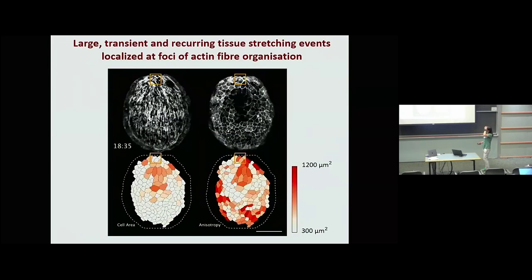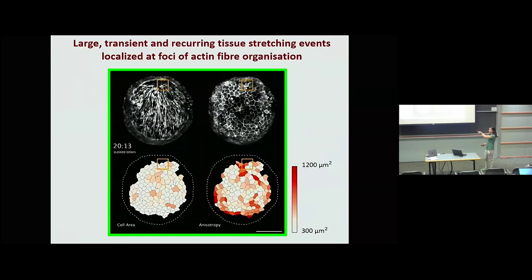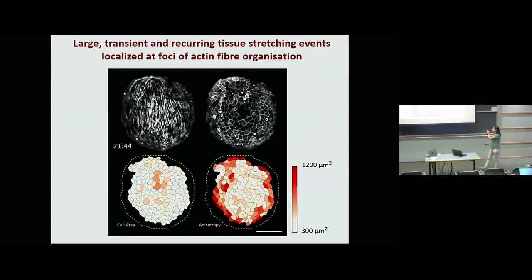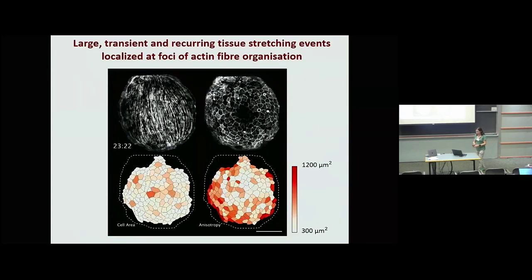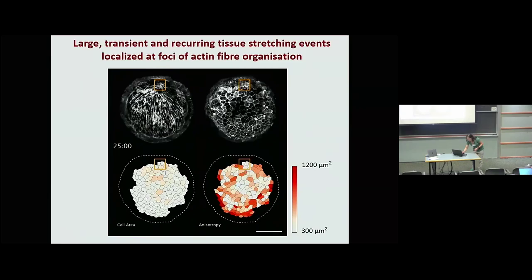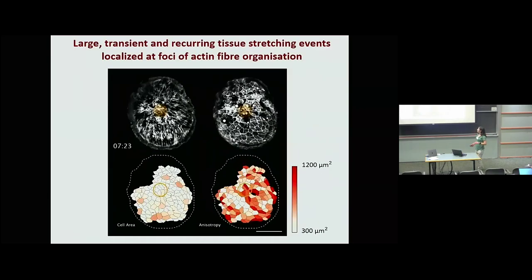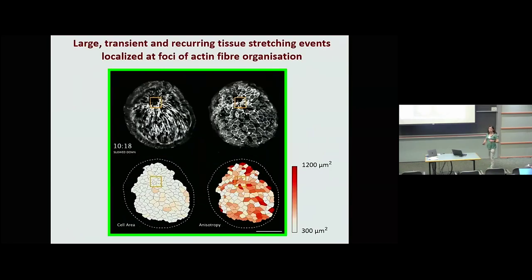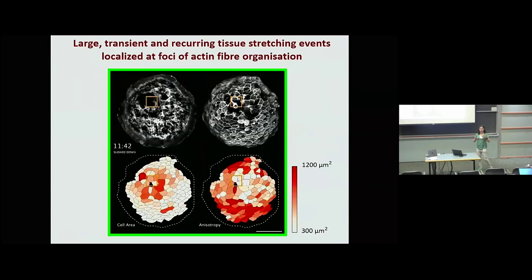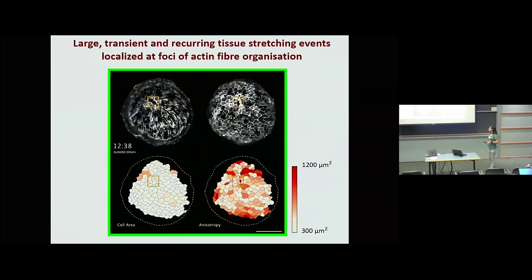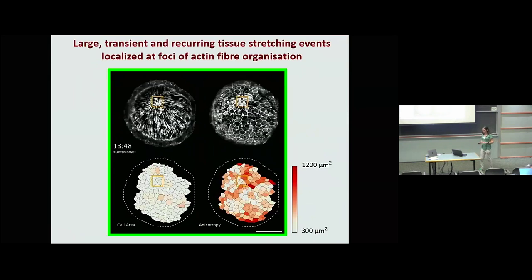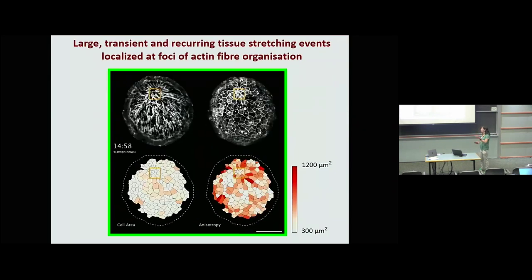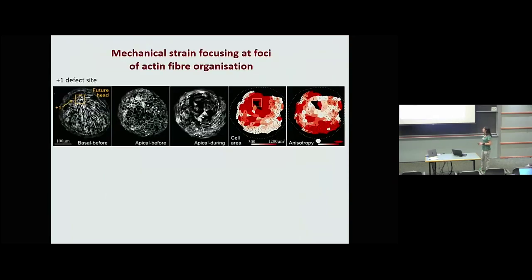So below, what you can see on the left is a map where the color code is the cell area, and on the right is the cell anisotropy. And again, I'll return here to the beginning of the movie, so again, you can look where we've marked with the green frame is when these events are happening. So the cells at the defect site are transiently really stretching and then going back to their original size, and this is happening at the early foci and later on when these become the defect sites. So you can see in these images an example of such an event.